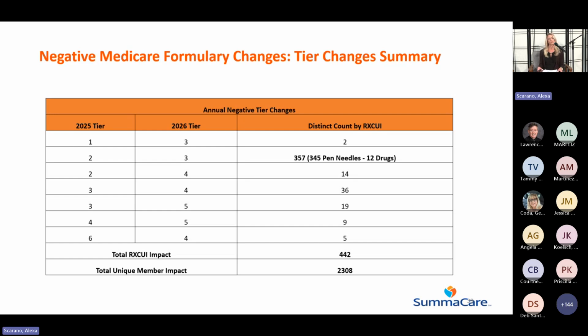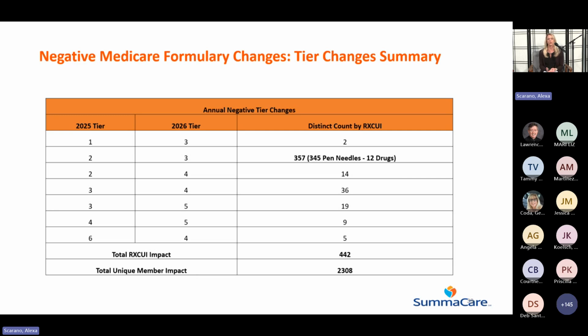Okay, yeah, this is the right place. I want to talk about a couple of negative formulary changes, not significant changes hitting this year. This is by the RX count or by NDC practically. So there are a total of 442 RX that are impacted.